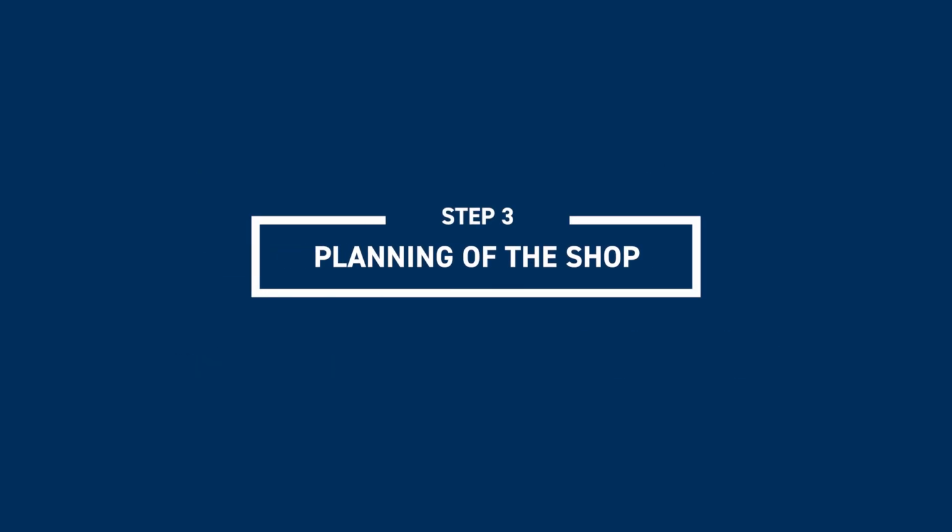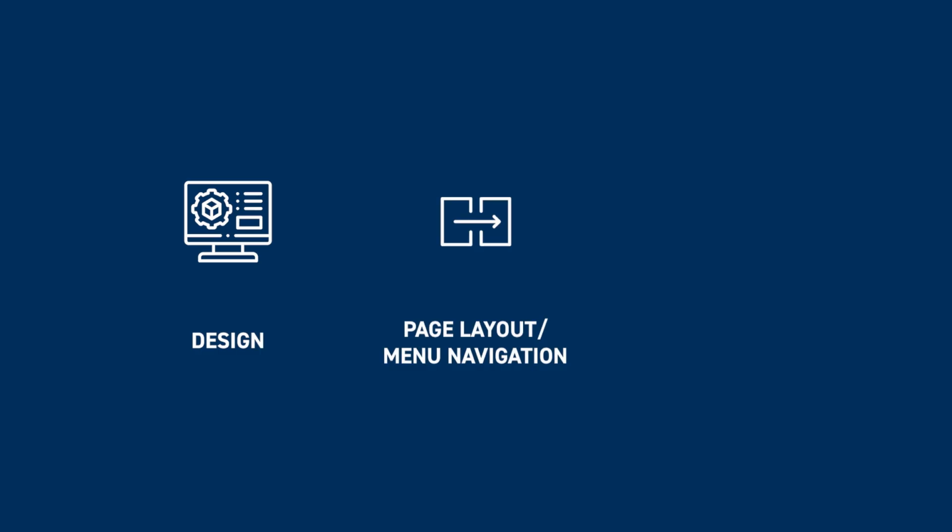be based. Now it can be planned in detail. This includes, for example, the design of the shop, the page structure and menu navigation, and the content such as images, text and videos. At this point, you should also have researched search engine optimization and included it in your site planning.